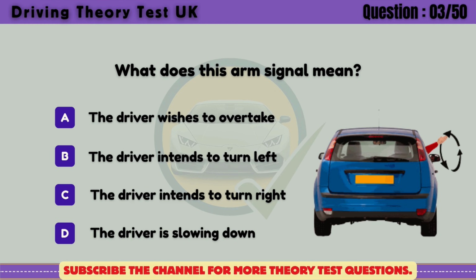Option A. The driver wishes to overtake. B. The driver intends to turn left. C. The driver intends to turn right. D. The driver is slowing down. Answer is B. The driver intends to turn left.